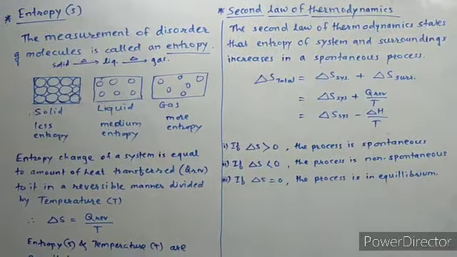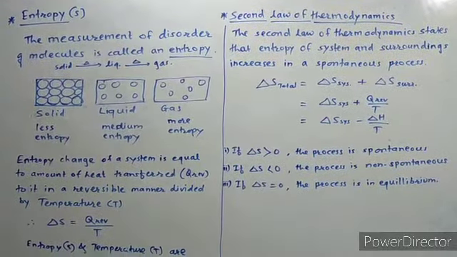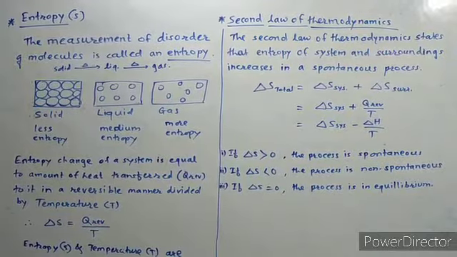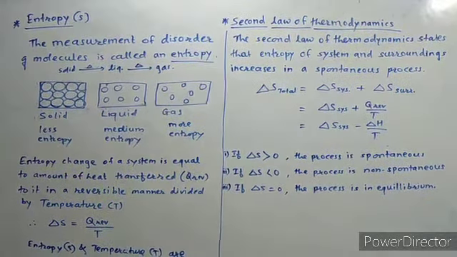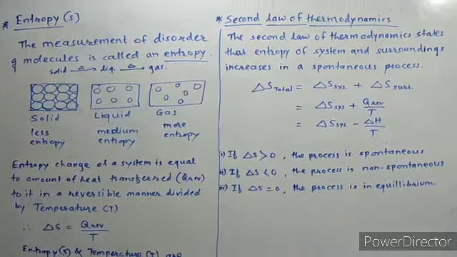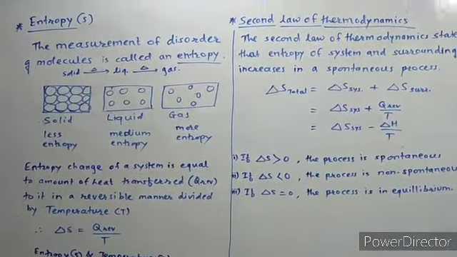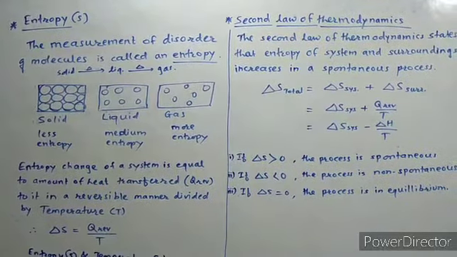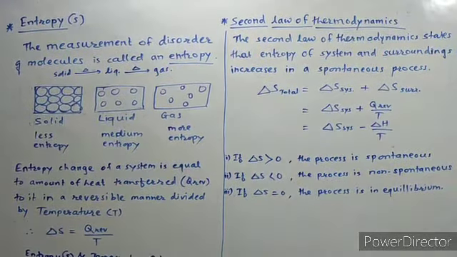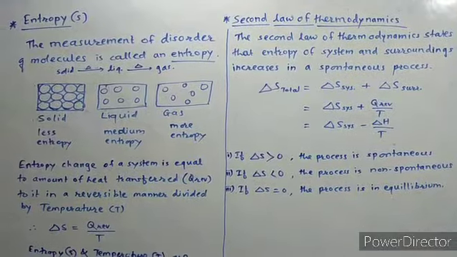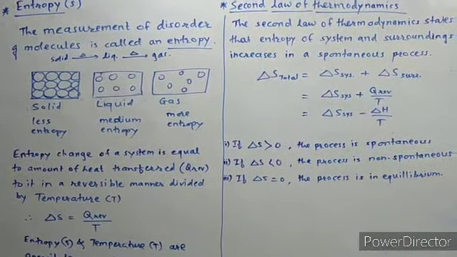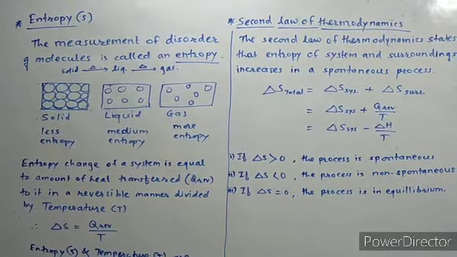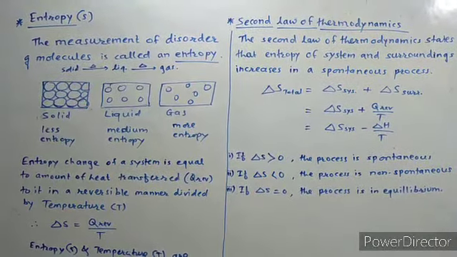So entropy also increases. In the gaseous state, the molecules are moving in any direction with random motion. So the entropy increases because the disorder increases. So in gaseous state, entropy is more, but in solid state, it is very less. So entropy is a state function, dependent upon the initial state and the final state. So we have to calculate the change in entropy.